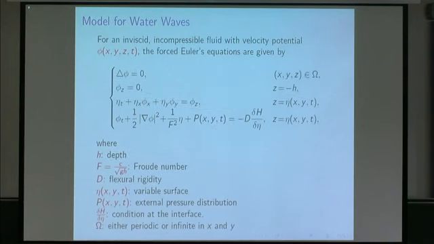Okay, so here are the equations. Emilian has already showed them to you, but I just have slightly different notation. So I'm considering an inviscid and incompressible fluid. We write this down in terms of the velocity potential. So in 3D, it depends on x, y, and z, as well as time. And I wrote down the forced Euler's equations, because here I have this forcing that is represented as P. And then we have the conditions on some domain omega.